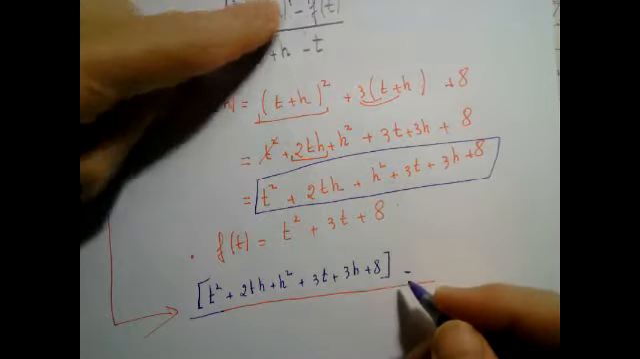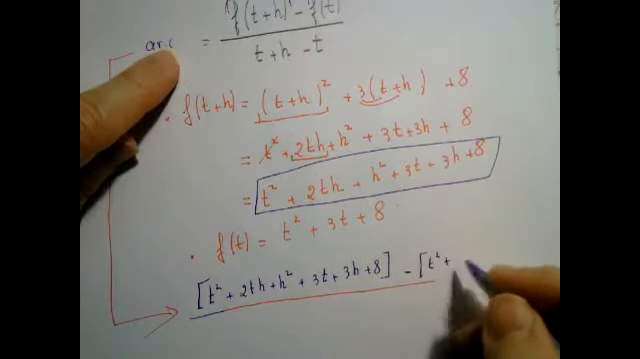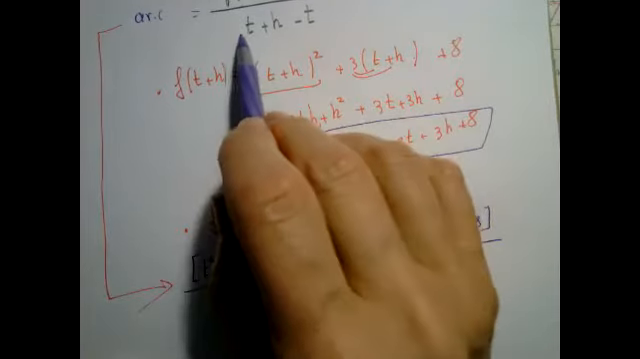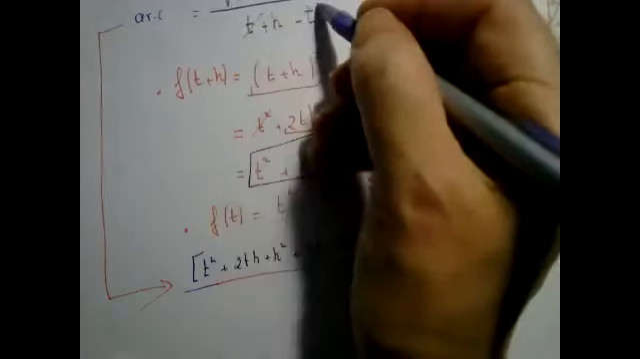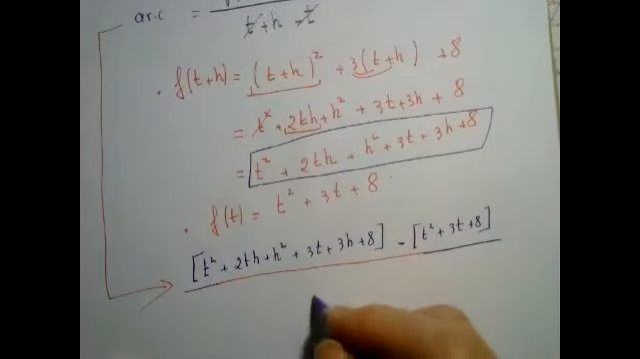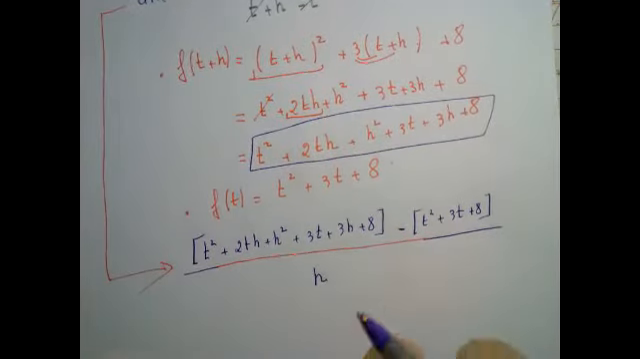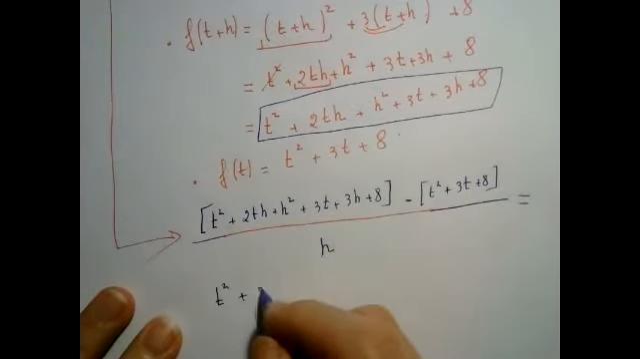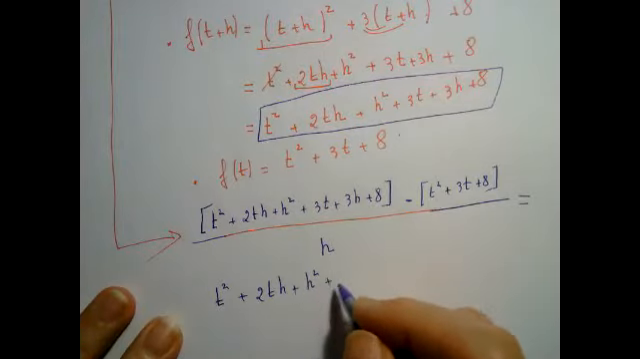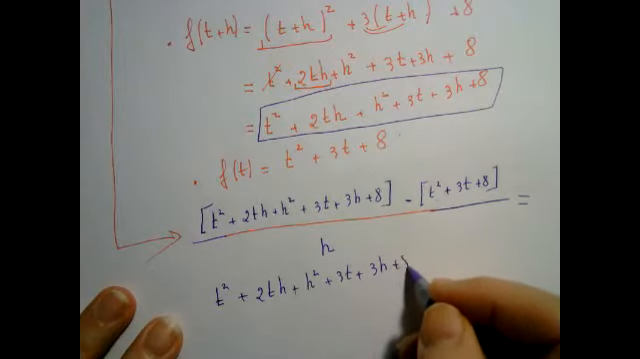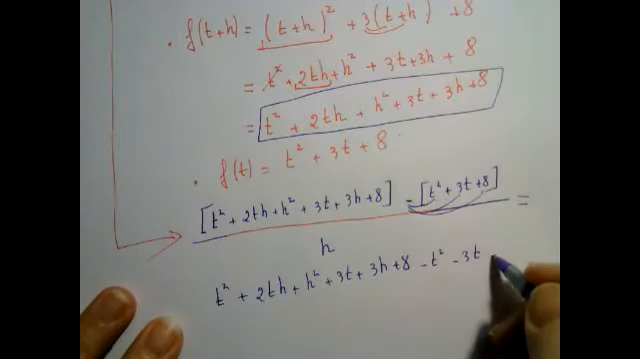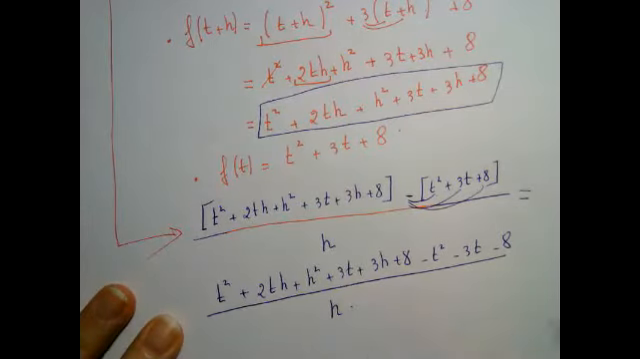Minus f of t, which is t squared plus 3t plus 8. Watch carefully. I put parentheses, a bracket, to be careful. Now, t plus h minus t, plus t minus t, they cancel each other out. I'm left with h. Now we need to simplify this a little bit because it's a mess. There is nothing to do here, so I'm just going to distribute the minus. Plus 8. Now I distribute the minus: minus t squared minus 3t minus 8. The whole thing divided by h.